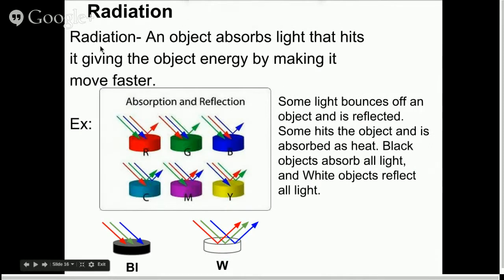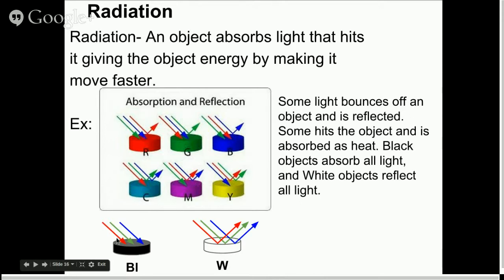Okay, so radiation is when an object absorbs light that hits it, giving the object energy by making it move faster. So when you have a red object, there's three main types of light that we can see: green, blue, and red. When these three come in, green and blue get absorbed, red bounces off and then hits your eye. That's why you can see it as red. Okay, and these are all the different colors. This is how you see all the other colors.